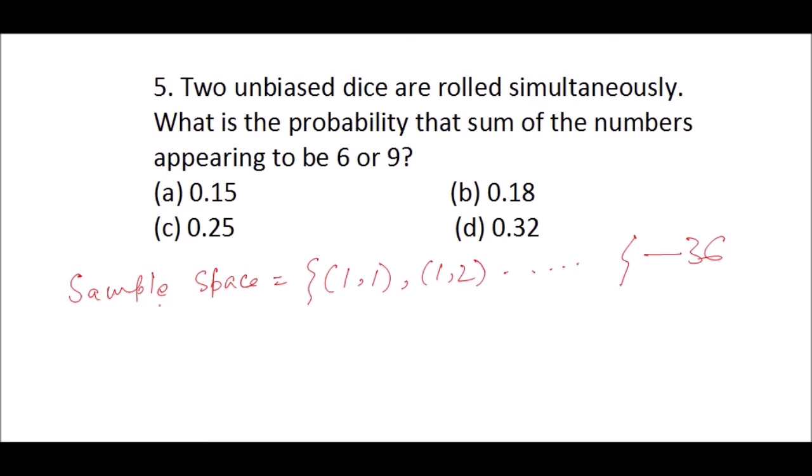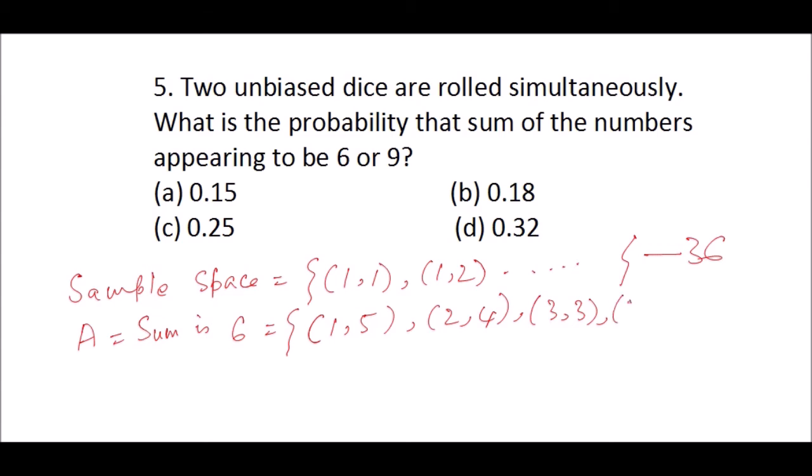Now we'll take A as an event where the sum is 6. How many possible entries will be there? Sum is 6 means (1,5), then (2,4), then (3,3), then (4,2), then (5,1). These are all possible entries. And how many are there? Total there are 5.